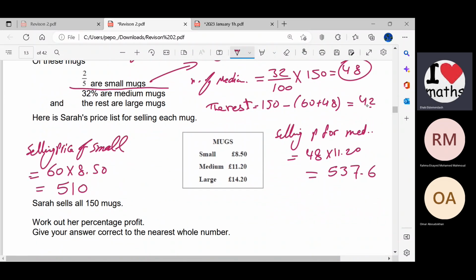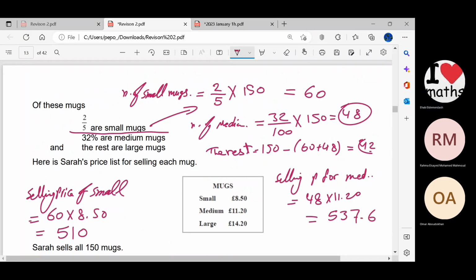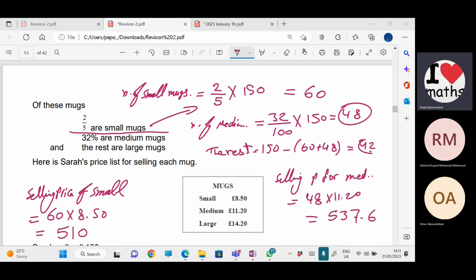Let's go and see the large. How many for the large? These are small, medium, large. For the small we get the number as 60. We get the medium as 48. We get the large as 42. So I have the three categories. I'm just collecting the price for each one of them. So the price for the small was 510. Okay, dollar or pound?